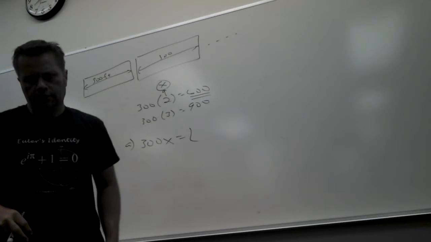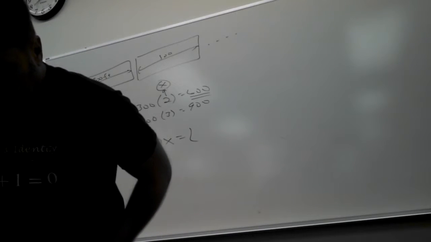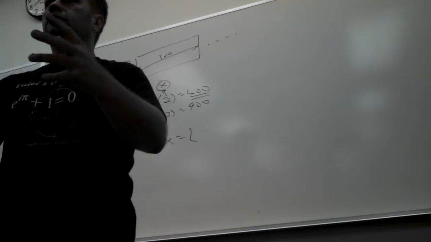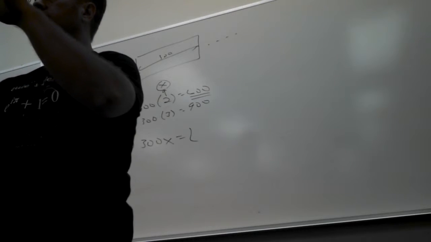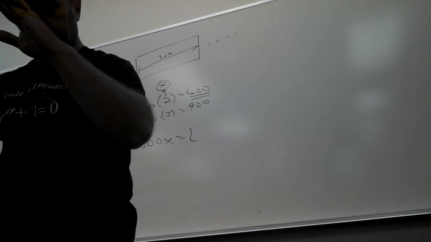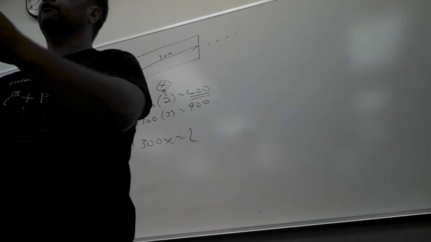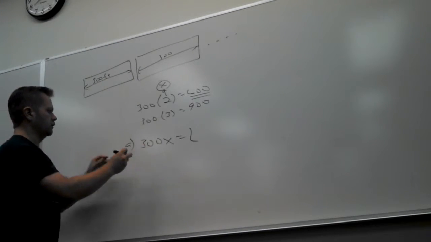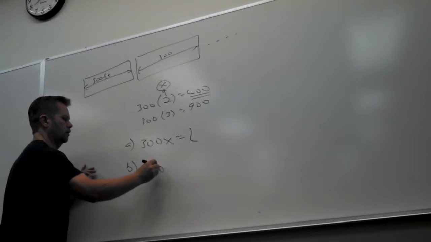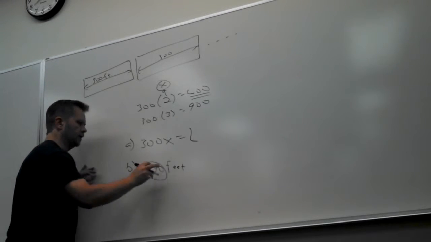So now part B should be relatively easy. What's part B say? Use a formula to write an equation whose solution gives the number of football fields in 870 feet. So in this equation for part B, where would this number go?